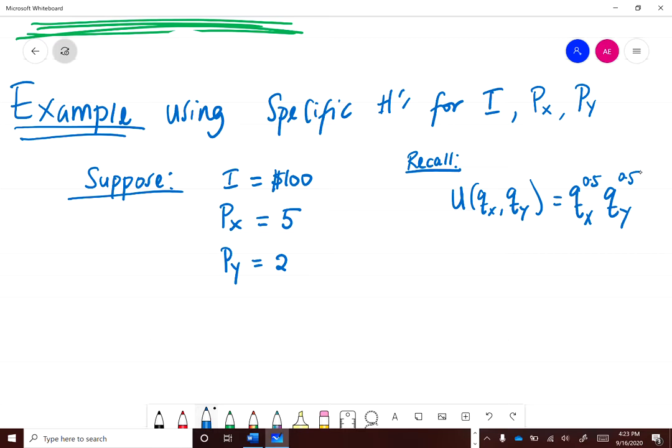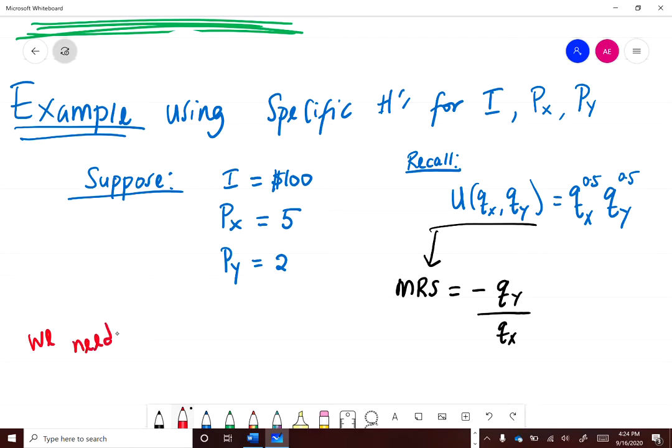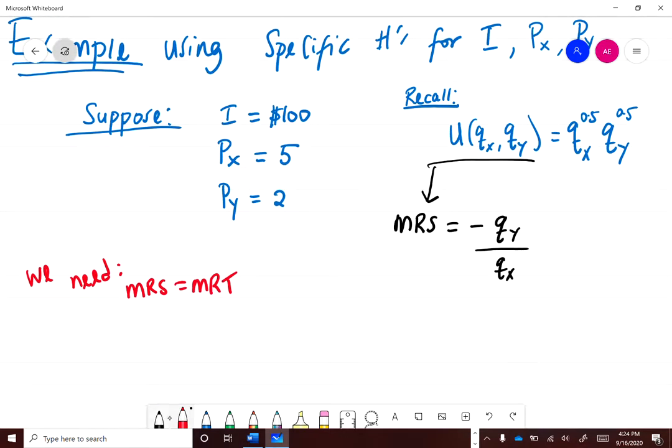Now, from the last video, using this information here, we found that Rory's MRS is equal to negative QY over QX. Remember, we need that optimality condition, MRS is equal to MRT, so that we can derive that demand function. Okay, what else do we know? We also know that MRT is equal to negative P of X over P of Y.